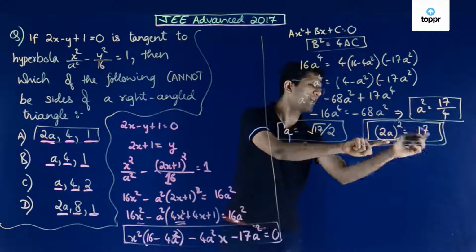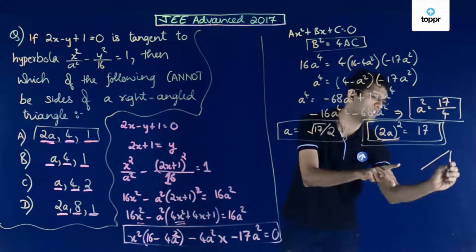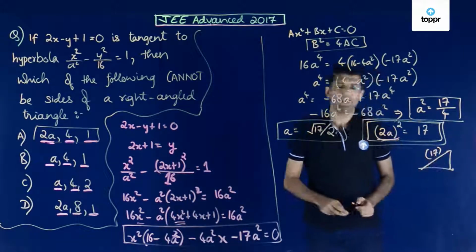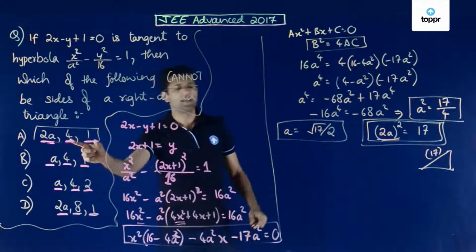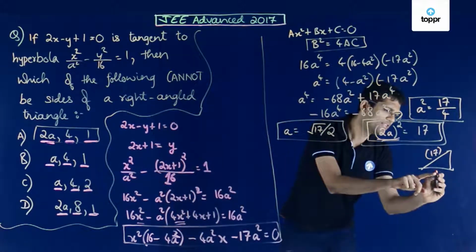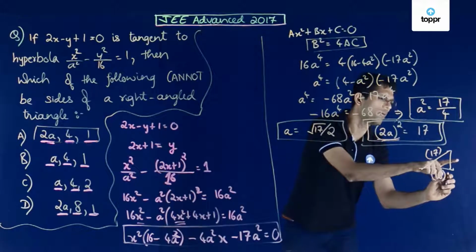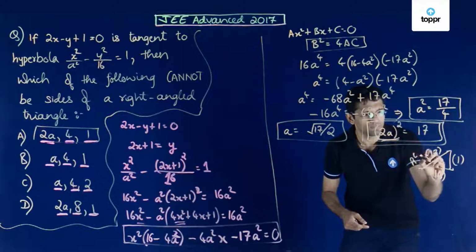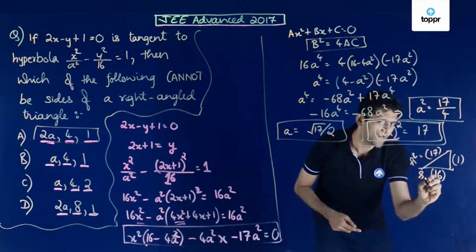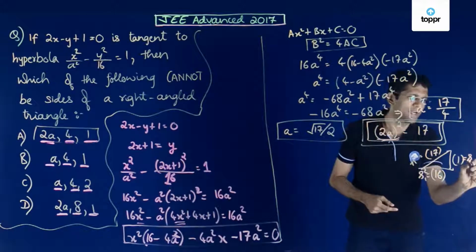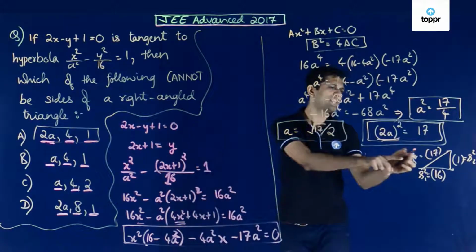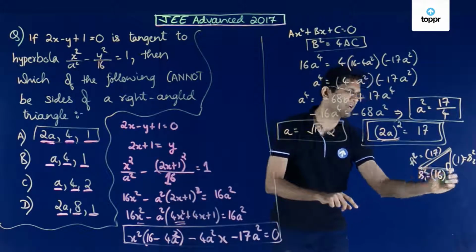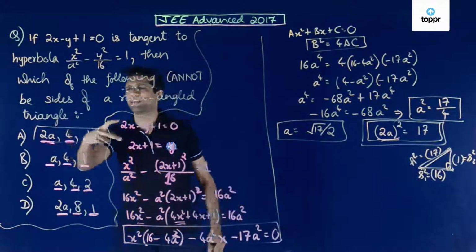Now that we've obtained 2a the whole square is equal to 17, we will realize that if this is the hypotenuse of a right angle triangle, then the hypotenuse square will be 17, and the other two sides are 4 and 1. If this side is 4, the square of this side will be 16, and if this side is 1, the square of this side will be 1 itself, and so we will write hypotenuse square will be equal to side 1 square plus side 2 square. So in this case, because we have 17 is equal to 16 plus 1, we can write that this is a right angle triangle, and so for these values we get a right angle triangle.